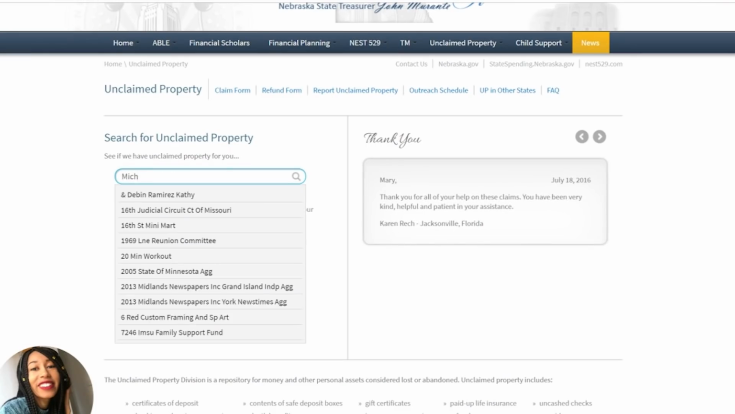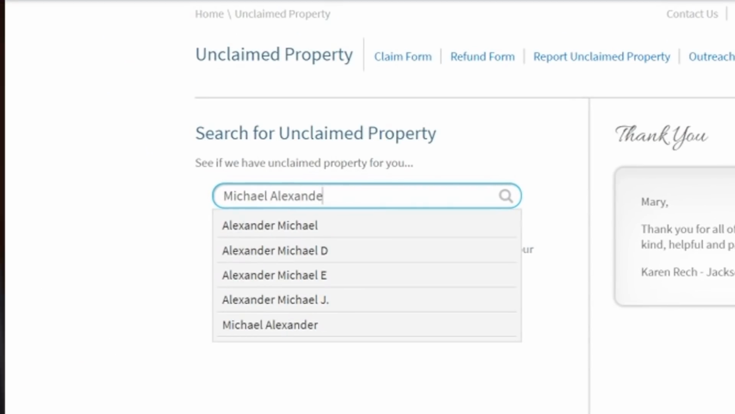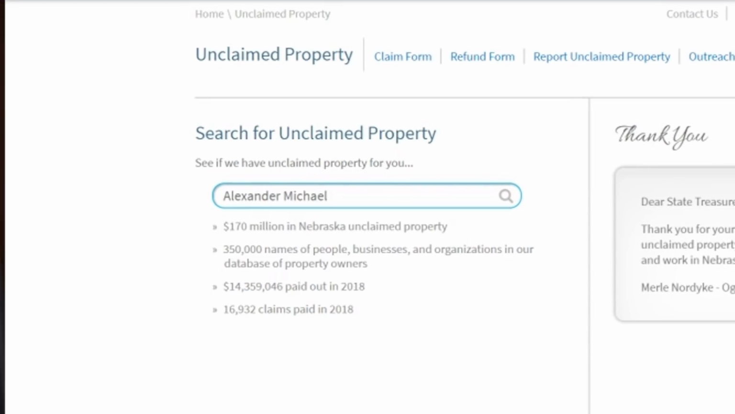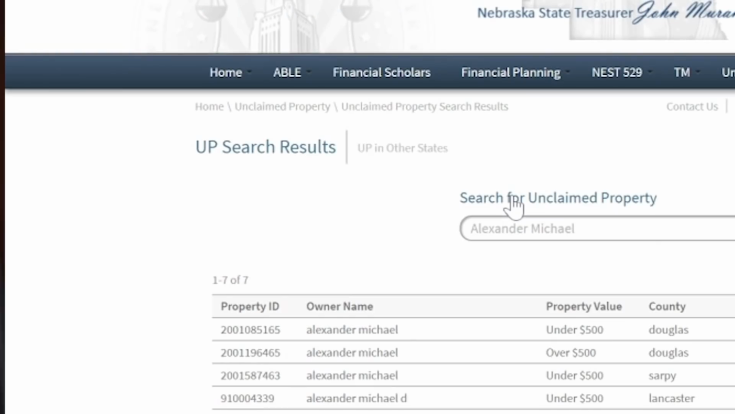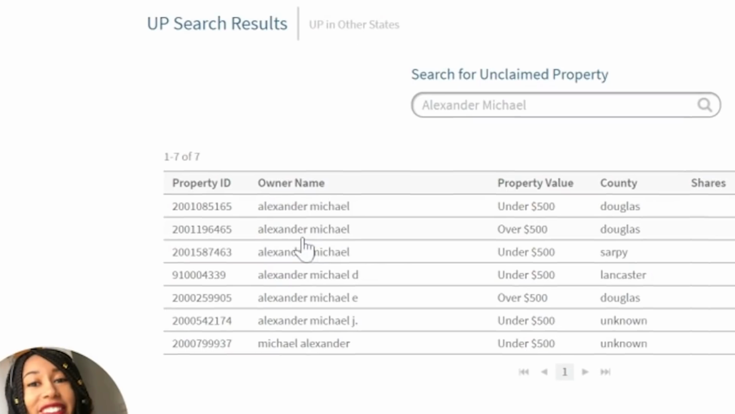So this is my state's website in Nebraska. I'm just gonna search a random person, Michael Alexander. That's a very general name, I think. And you can see what comes up. So you can see all these people, Michael Alexander, have under $500 or over $500. So we don't know how much this amount could be. This could be $1 million, who knows?